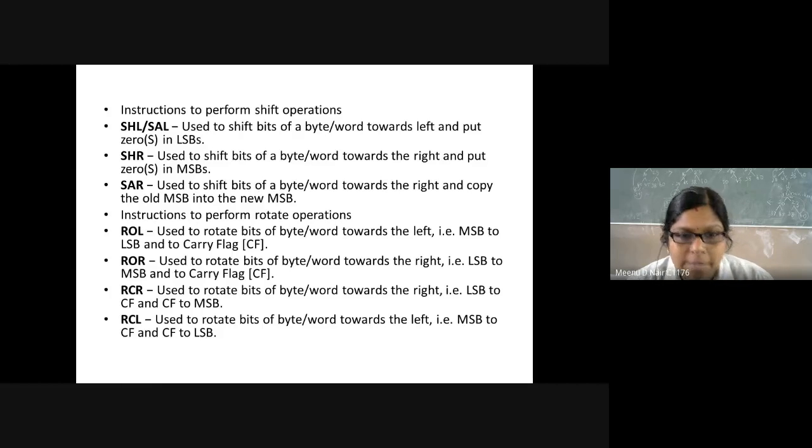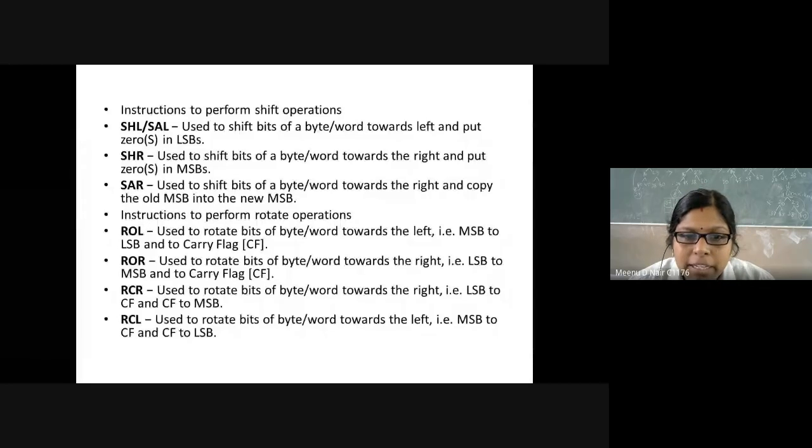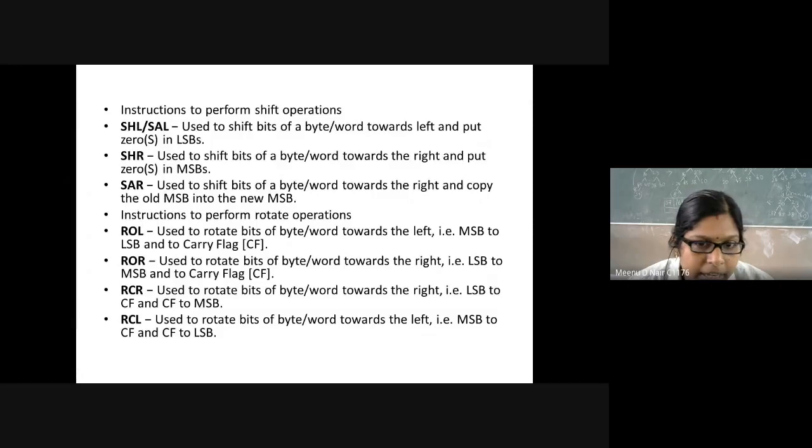So that is also sent to the carry flag. Then rotate right. Rotate right means here it is D7 and here it is your D0. D7 to D6, D6 to D5, D5 to D4, D4 to D3, D3 to D2, D2 to D1, D1 to D0, right? Then D0 to MSB. LSB to MSB, rotate right. So LSB, D0, is moving to the D7 bit. And it will also be sent to the carry flag. That is rotate left as well as rotate right.